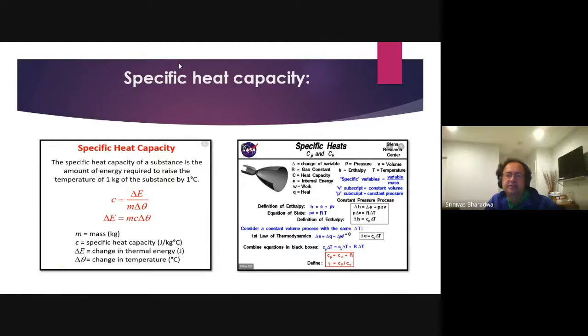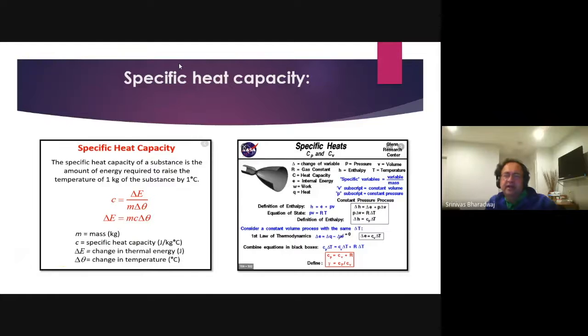The first term is called enthalpy. Enthalpy is defined as E plus PV. Enthalpy is a measure of the internal heat content, the energy that is held in, E plus PV. But we already know that PV equals RT.